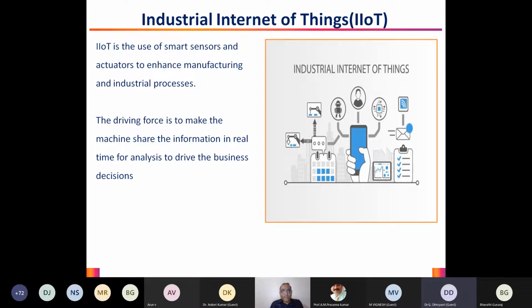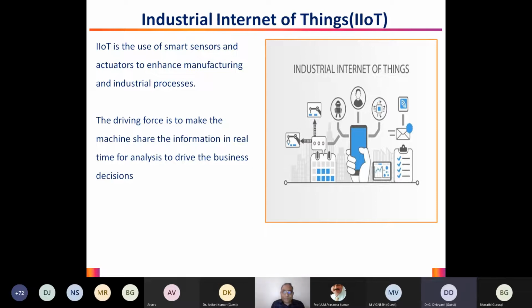So what we do in this particular segment is we expect the machine to communicate or basically send the data, so that we analyze this data and come to a conclusion where the business insight will be considered, and then accordingly some decision making process will happen, right? So the driving force of this technology is basically to make the machine share the information in real time, so that the analysis can be done to improve the business now, right?